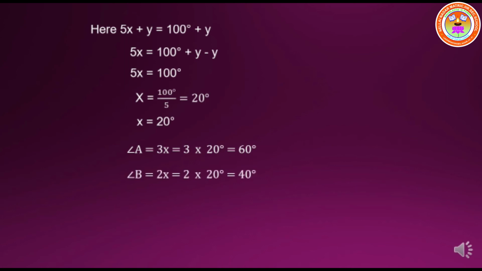Now angle B is given as 2x. So in the place of x, we are going to substitute 20. So it becomes 2 into 20 degrees, that is equal to 40 degrees. That is the value of angle B. Therefore, we have found the value of angle A as 60 degrees and angle B as 40 degrees.